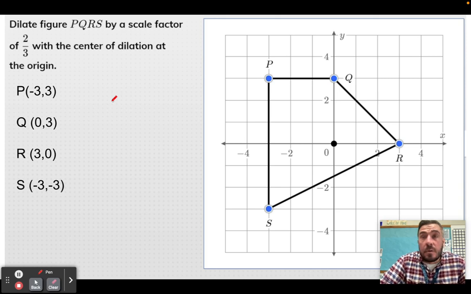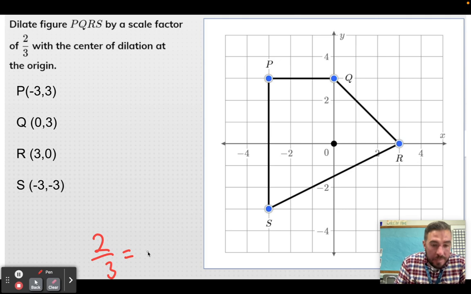All right, in this episode of Learning Math by Mistakes, I have a figure on the screen and we're going to dilate it with the scale factor of 2/3. So let's talk about that scale factor of 2/3. The first thing that comes to mind is that this scale factor of 2/3, if you write that as a decimal, is equal to 0.6 repeated.